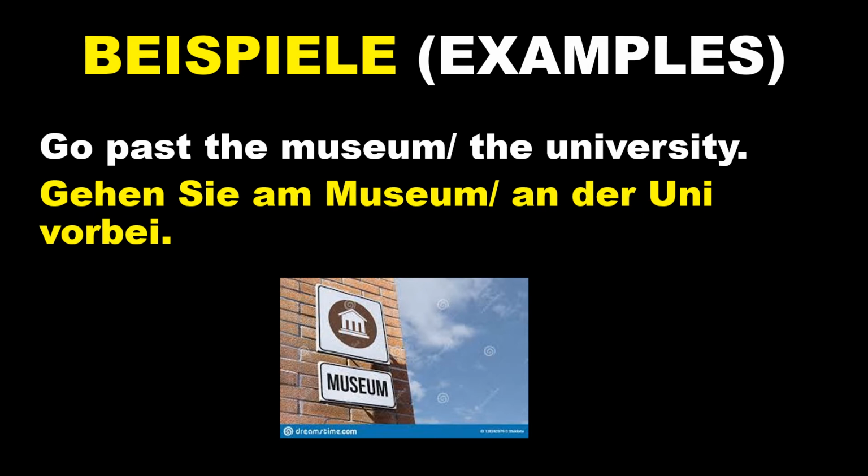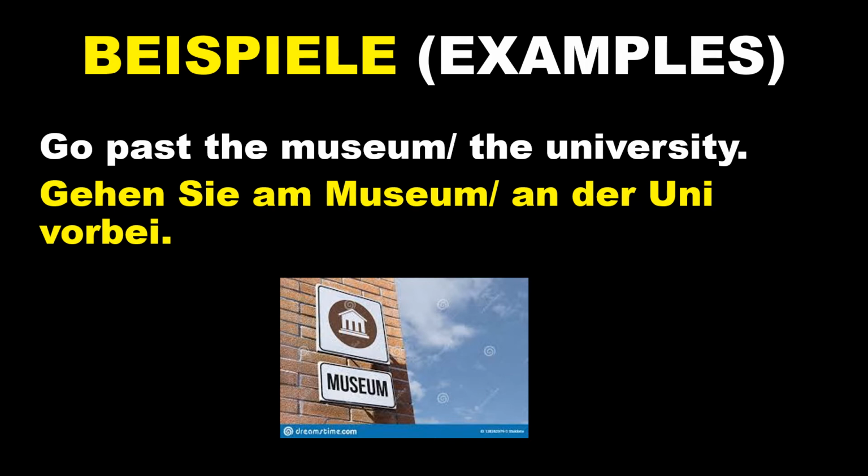In the first sentence, Gehen Sie am Museum vorbei, the article is combined with the preposition an. So that is why an dem Museum has become am Museum. Instead of writing an dem, we have written am. It's a composite word. So Gehen Sie am Museum vorbei, oder Gehen Sie an dem Museum vorbei. Both ways you can understand it very clearly.